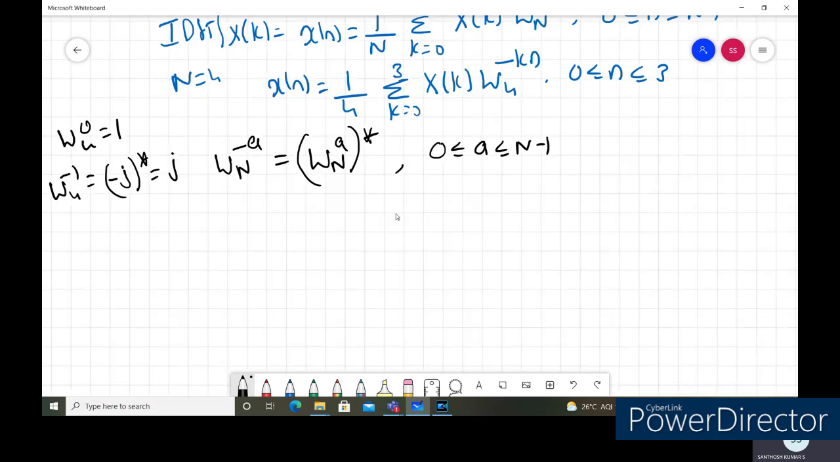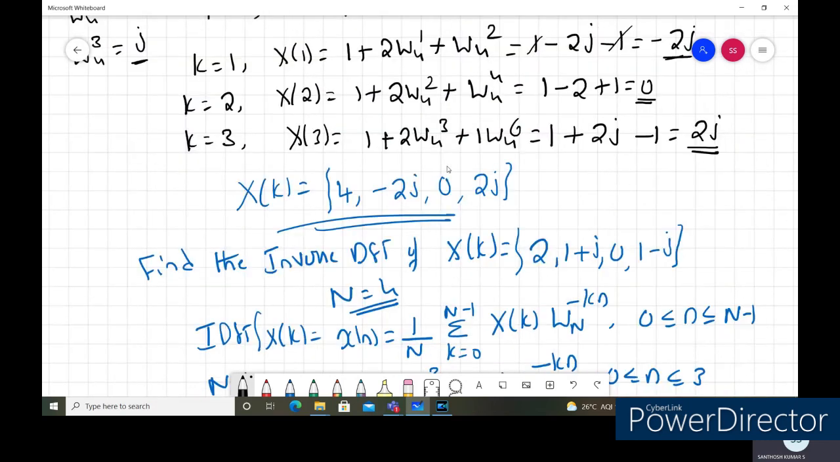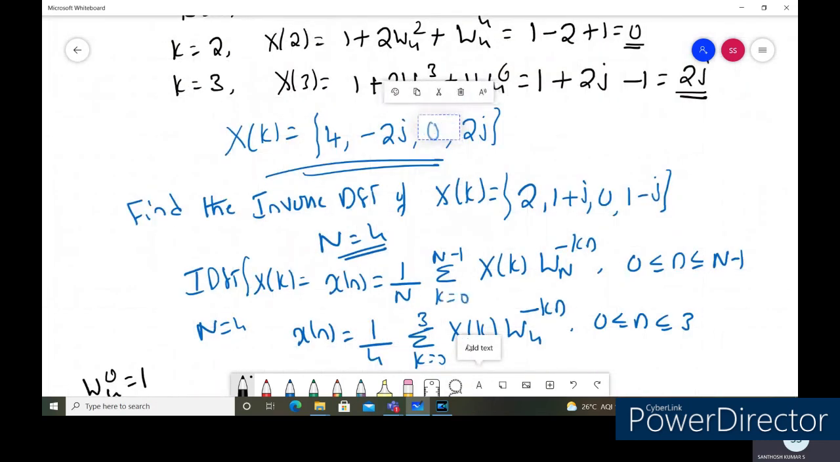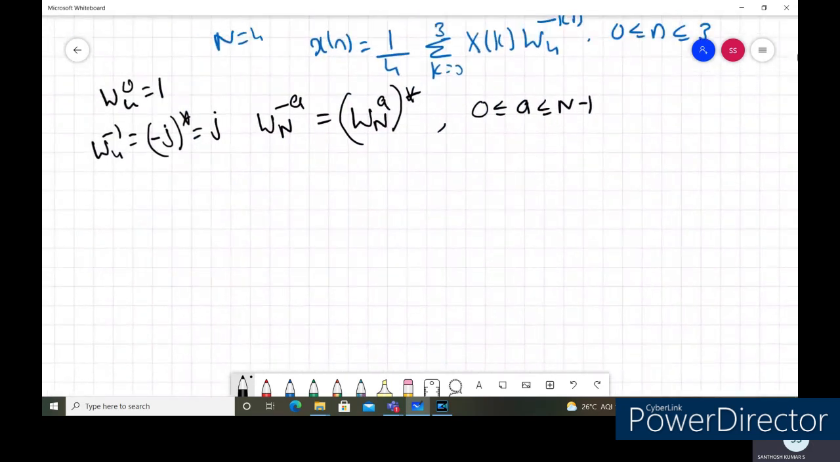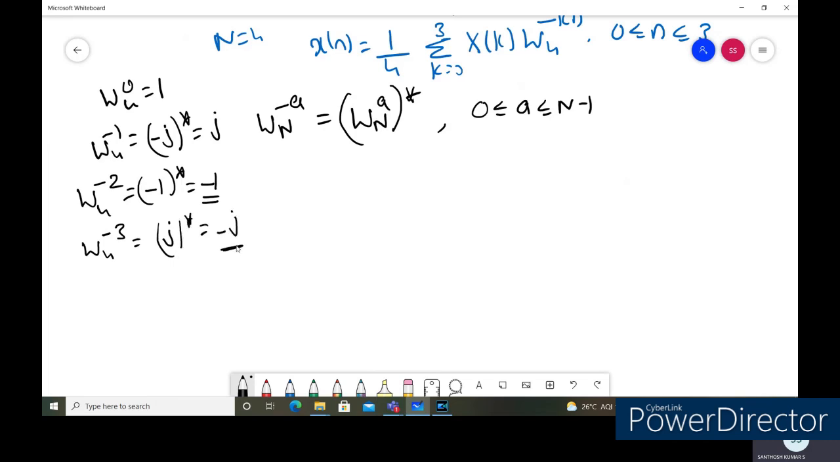Let me recall from the previous problem: omega 4 to the power of 1 is minus j, omega 4 to the power of 2 is minus 1, and omega 4 to the power of 3 is plus j. Let us take the conjugate of these values. Omega 4 to the power of minus 2 is the conjugate of minus 1. The conjugate affects only the imaginary terms, and since this is a real term it has no effect, so it is minus 1 only. Similarly, omega 4 to the power of minus 3 is the conjugate of omega 4 to the power of 3, which is j, so it becomes minus j.